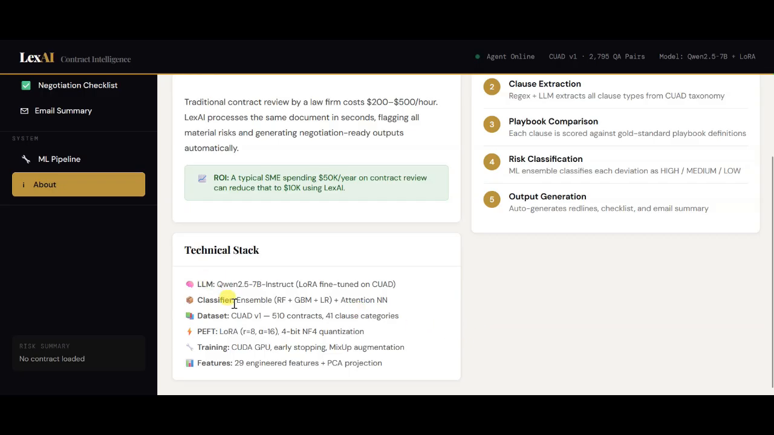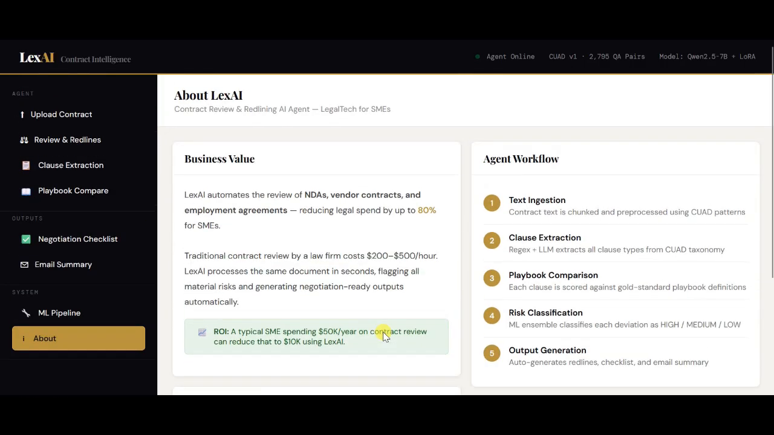We have the LLM. This was fine-tuned with Qwen 2.5 7B Instruct, with LoRA fine-tuning on CUAD. Then the classifier, of course, is an ensemble: random forest, gradient boosting, and of course linear regression, as well as an attention neural network. The dataset is the CUAD version 1 with 510 contracts and 41 clause categories. And of course, we have the PEFT LoRA. The training is on a CUDA GPU with early stopping and mixed augmentation, and the features are 9 engineered features plus the PCA projection. I'm going to be including the GitHub link below.